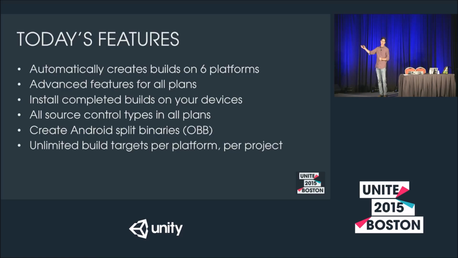We make Android split binaries now, so if you're building for Google Play, we'll actually build that for you, and you can take it and upload it to the store, which is something people really wanted on the Unity feedback site. That was our number one request because people's projects were too big to upload into Google Play without that. And we also have this really cool feature we call build targets, which you can make as many of as you need per project. And I'd like to explain that a little bit.